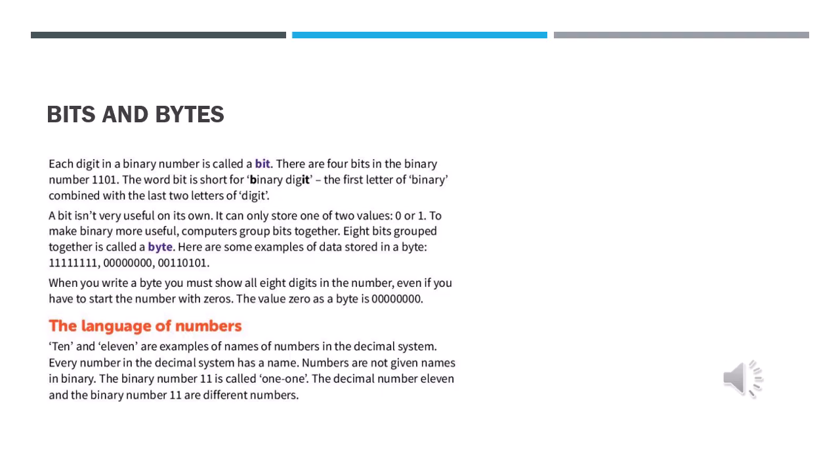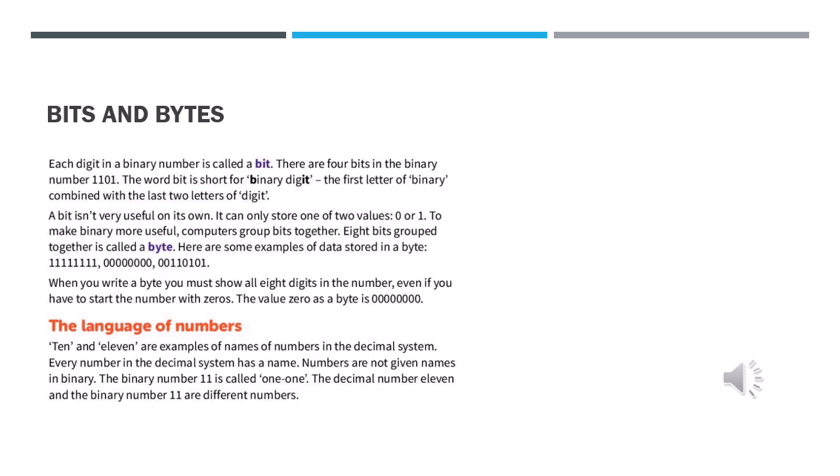Now, what is the difference between bits and bytes? Each digit in a binary number is called a bit. There are 4 bits in the binary number 1101. Each letter, each number, each digit is a bit. The word bit is short for binary digit: the first letter of binary combined with the last two letters of digit.